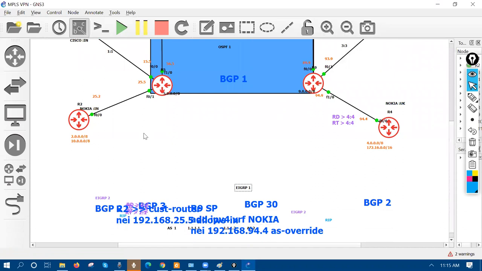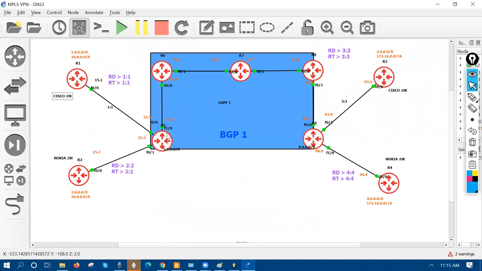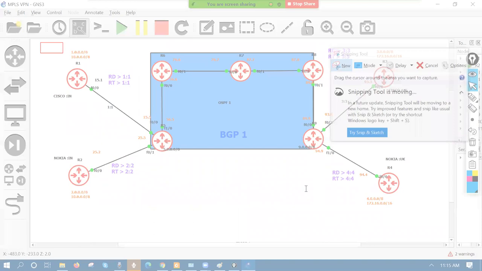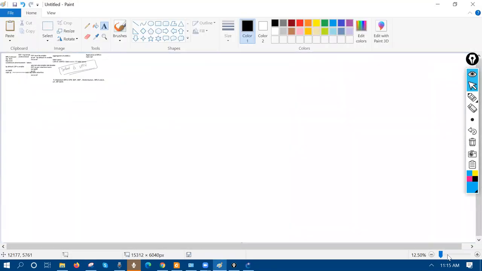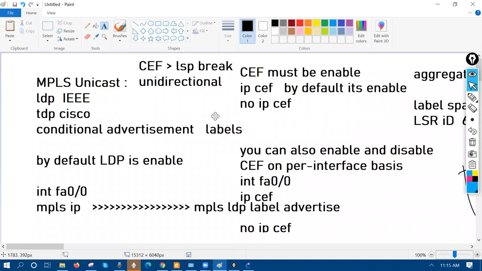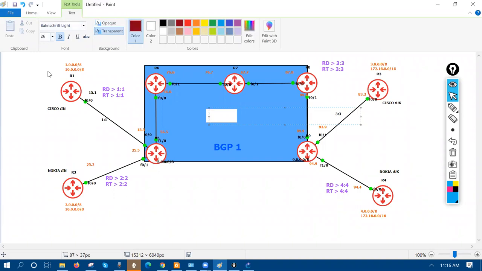Cisco, Nokia, 2524, 1501, all good and perfect. So let's do one thing: let me take a screenshot and paste it in the notepad file. Done. We are going to run the IGP protocol, so we are running the IGP number one.